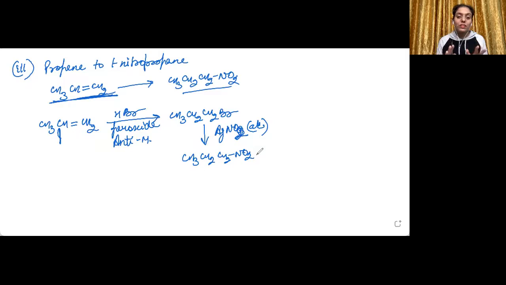Hope you are getting some comfort with the conversions. These are not difficult at all. You just need to know all the reactions. You need to fit the reactions here. How will you convert? That you need to just think. Suppose your teacher has asked you to prepare a compound in the laboratory, what steps you will use. That's all what conversion is.